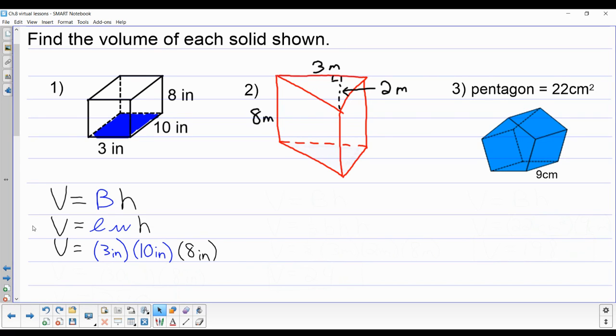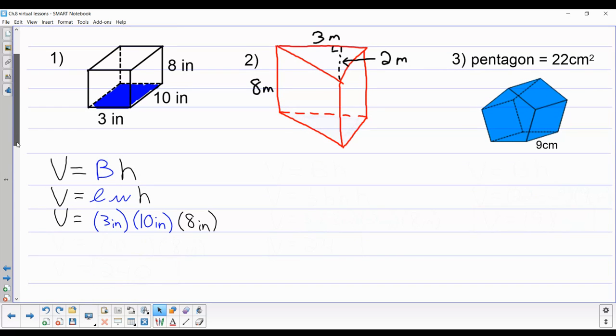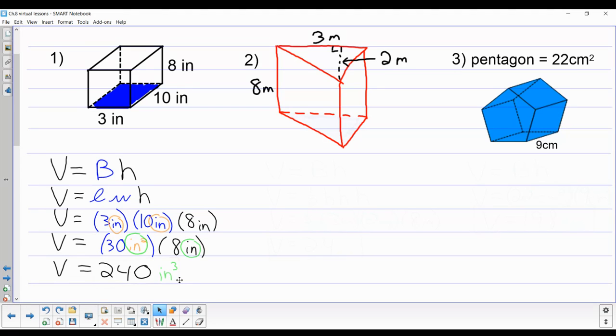Now, since these are all multiplication, I am allowed to just multiply. But because I want to show each step, I will do the order of operations. Volume is equal. Multiplication is first. 3 times 10 is 30. And inches times inches is inches squared. Then I copy everything down that I did not use, 8 inches. Then I continue to multiply. 3 times 8 is 24. Volume is equal to 240. You put the 0 back in. Inches squared, there are 2 of them because it's squared, times inches gives us the final answer of inches cubed.